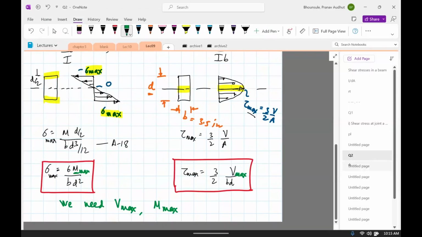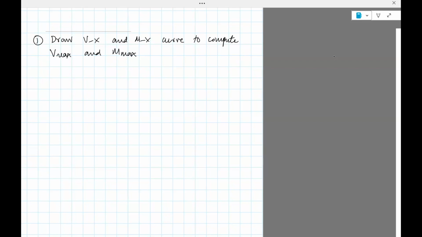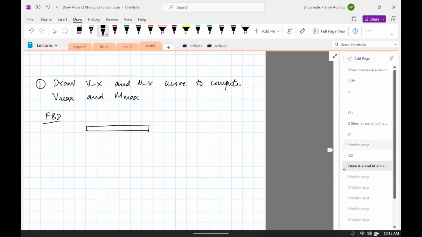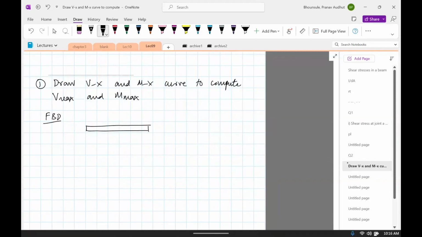Okay, so first step, draw Vx and Mx curve to compute Vmax and Mmax, which are then needed for sigma and tau max. So in order to compute Vmax and Mmax, we need to first draw the free body diagram. Okay, so here is the beam. It's only going to have vertical forces. The horizontal forces essentially are not required. They all go to zero. So VA, let's draw the dimensions first, 2, 3, and 2.